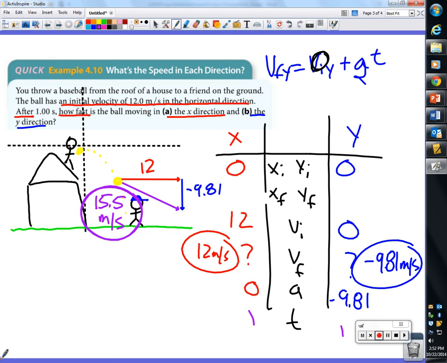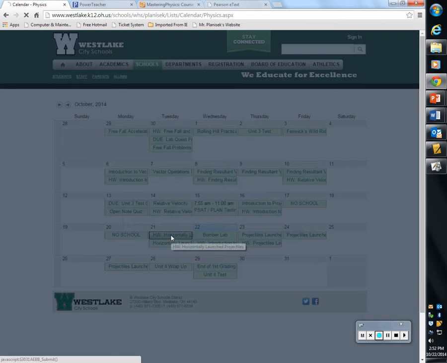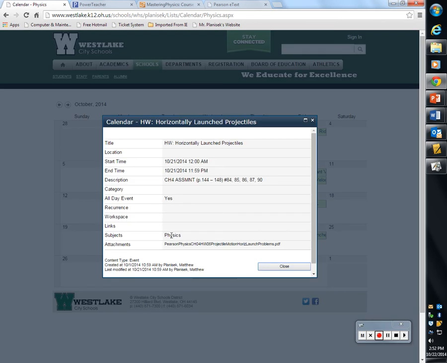Okay, tonight, if you guys look on the calendar, Tuesday night's homework, you guys are ready for at this point in time. You really weren't ready for the homework last night because we didn't really get that far. But if you go to Tuesday night here, the 21st, and pull up this horizontally launched projectiles, right? These are the questions that at this point you should be able to answer, okay? The answers are posted here, so if you want to check out and see how you did, it will be there for you, okay? Good?